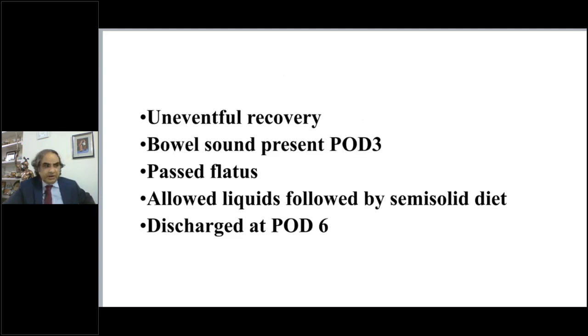Now, the patient had, as expected, an uneventful recovery and did well and was discharged. So, well answered, well taken. I think we move on to the thoracic scenarios now.